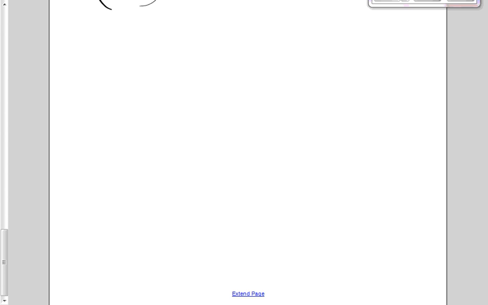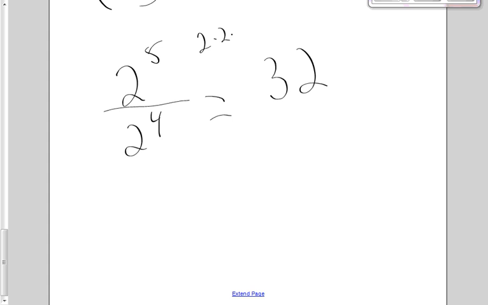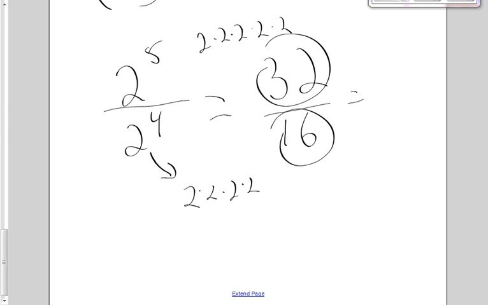All right, let's take a look at division of powers. If we have 2 to the 5 divided by 2 to the 4, well, this is really 32 because it's 2 times 2 times 2 times 2 times 2. And this one really is 16 because it's 2 times 2 times 2 times 2. How many times does 16 go into 32? Well, the answer is twice. And 2 is really 2 to the 1.